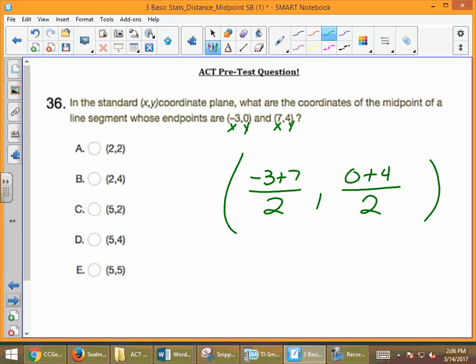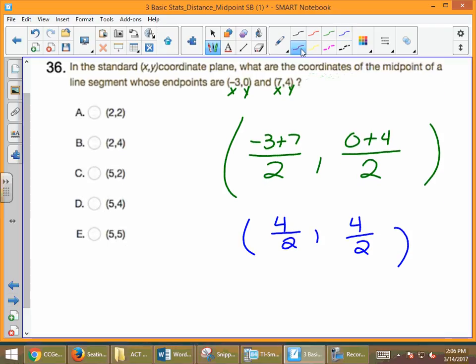A lot of this stuff you can give a graphing calculator. Just do alpha y equals, and you can plug this in one step. What's -3 plus 7? 4. So what's 0 plus 4? 4. So simplify it down again. What's 4 divided by 2? So both of these are going to be 2. Our answer is 2, 2. Circle.